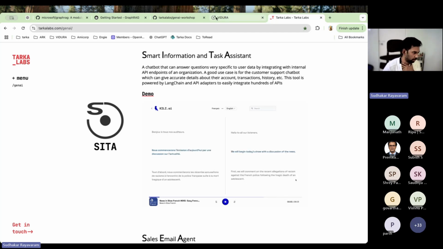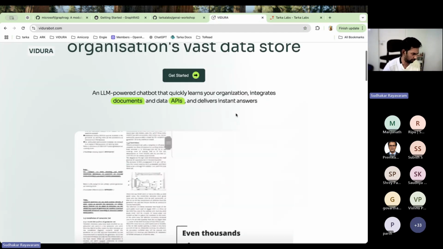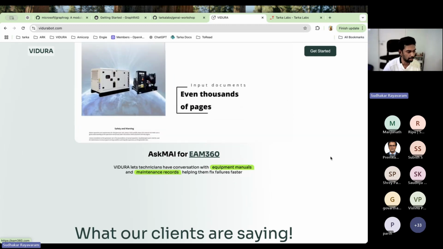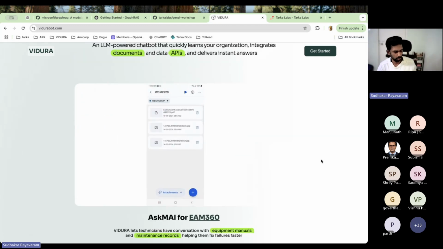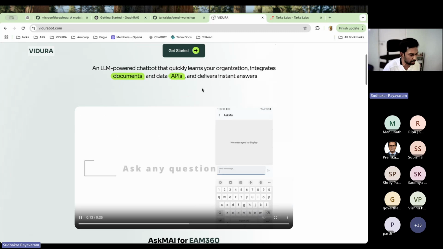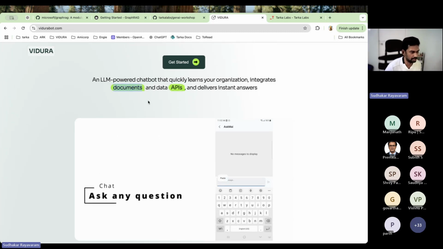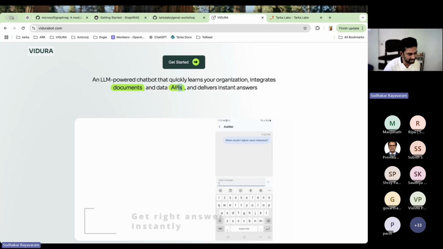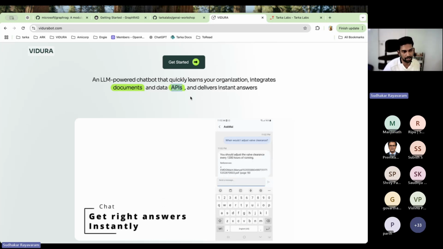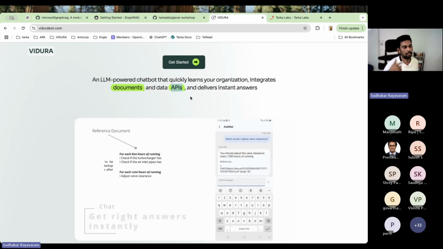And VIDURA for one of our clients, even for this EM360, the second version, the next version, what we're doing is basically that. That is why this is all talking about APIs. It is not just integrating documents, but we can also integrate APIs. We have mixed success in this because sometimes APIs need to be called multiple times.